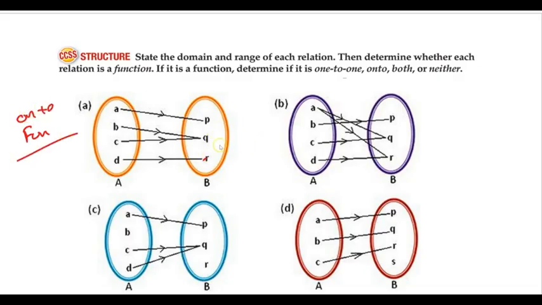It's an onto function, not one-to-one because of q. Look at b. A gets used twice. There's AQ and AR. Anytime you see the x values get used more than once, it's not a function. AQ and AR, x values used twice. So this is not a function.